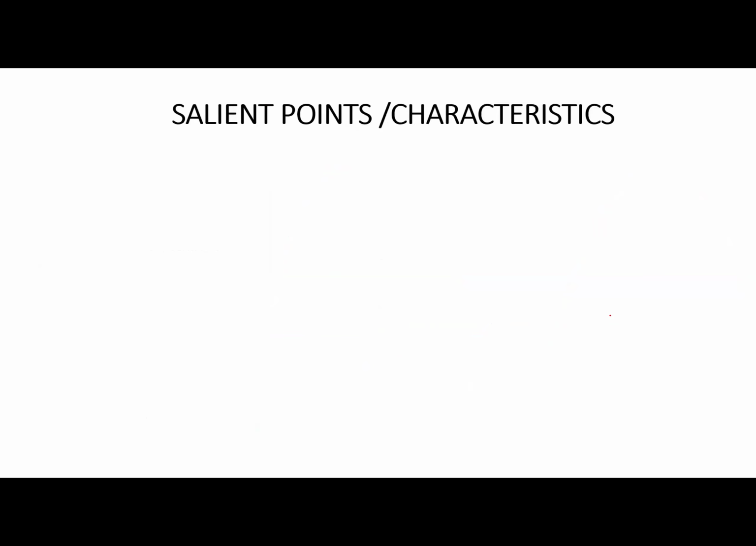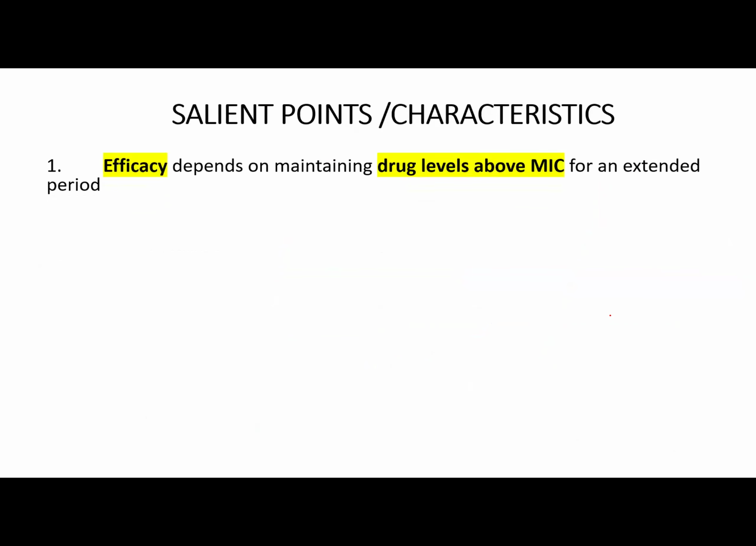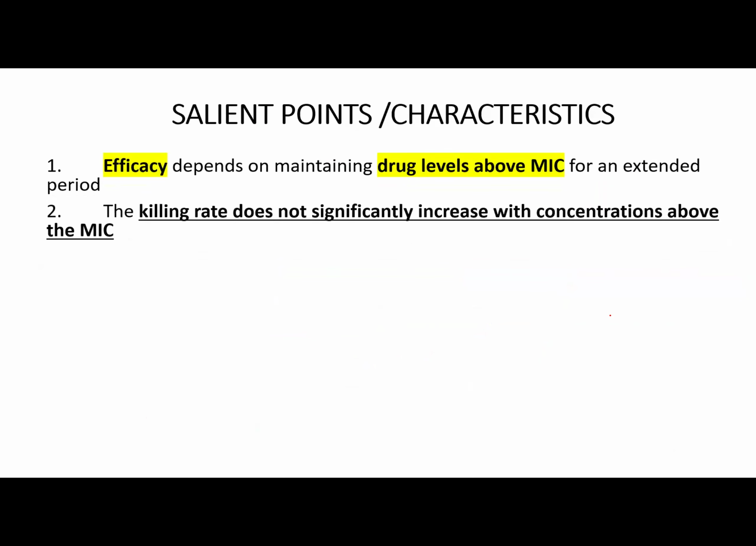So what are the salient points or characteristics of antibiotics which follow time-dependent killing? It firstly depends on the amount of drug which is above the minimum inhibitory concentration. The killing rate, we need to remember, does not significantly increase by increasing the concentration of the drug. That is totally a different game, the concentration-dependent killing. So here we need to understand this point clearly.